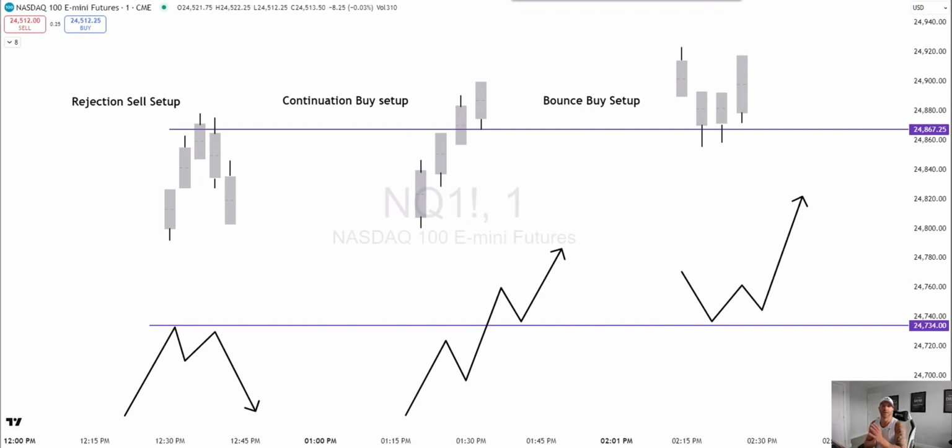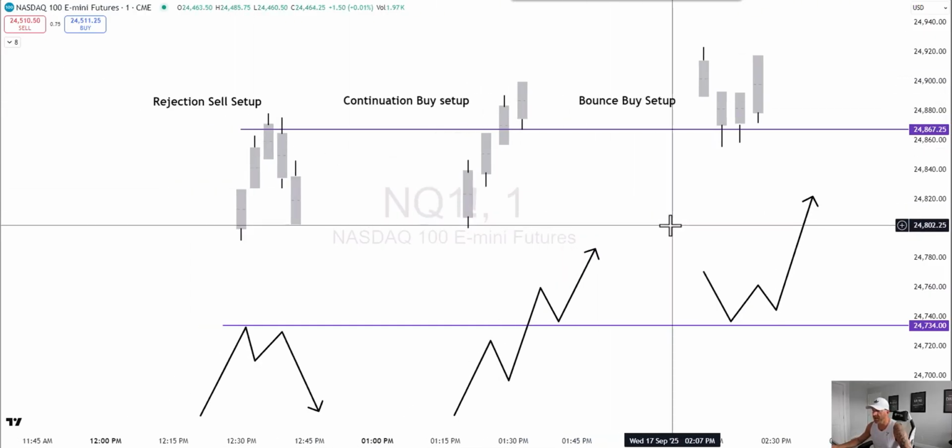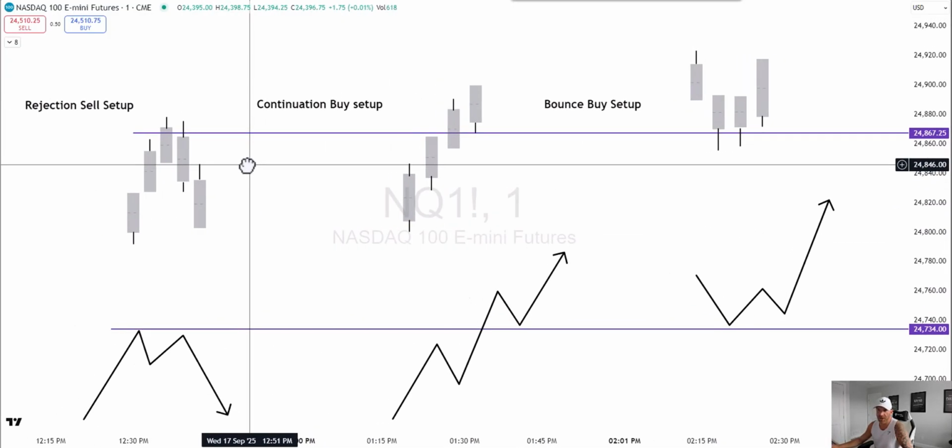All right, team, we are going to get into these buy and sell setups: rejection sell setups, continuation buy setups, bounce buy setups. Now, this is all ways that I enter off my levels. I just want to say first, there's always got to be context, okay? And I'm going to go over that. You don't just want to come up to a level and think that it's going to reject every time. There's got to be context.